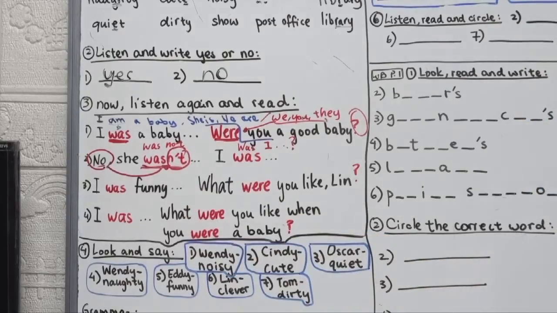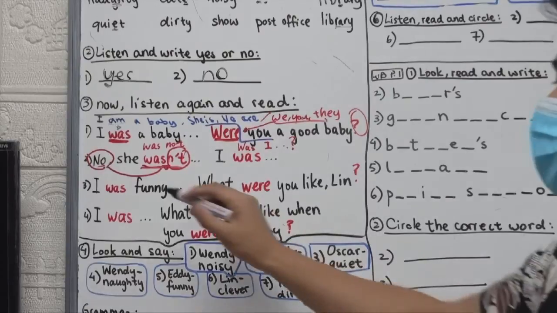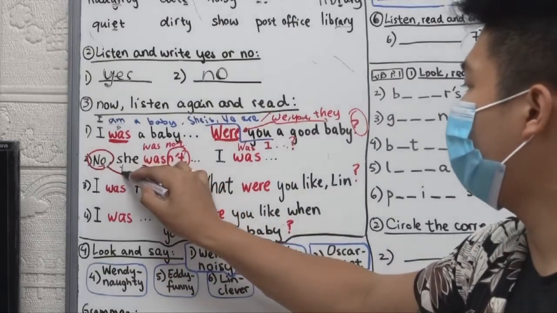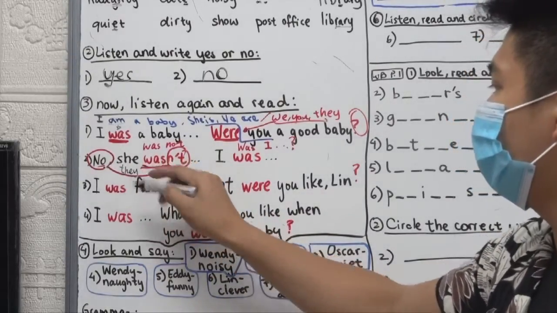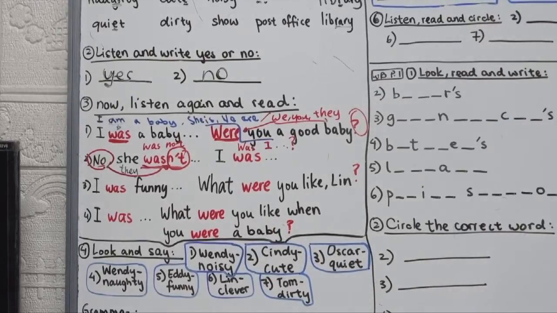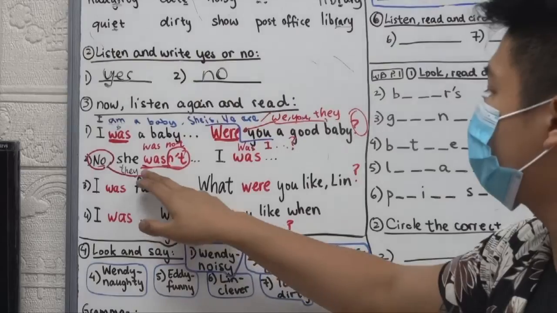No, she was not. What if I change it to they, okay? We're talking about more than one person. So no, they. Would was not be correct? No, they was not. Is it still correct? No, right? So was not is wrong.